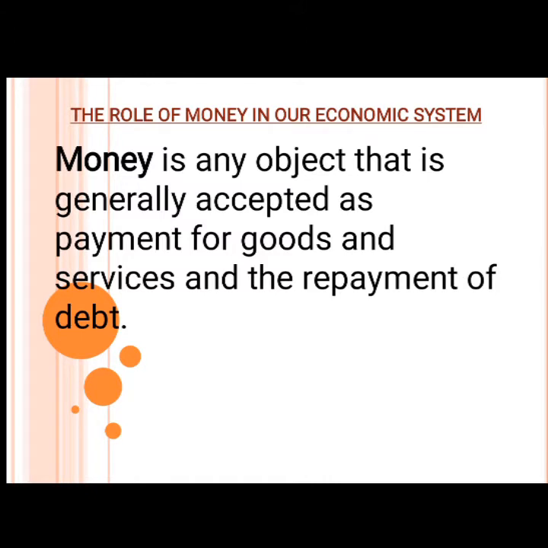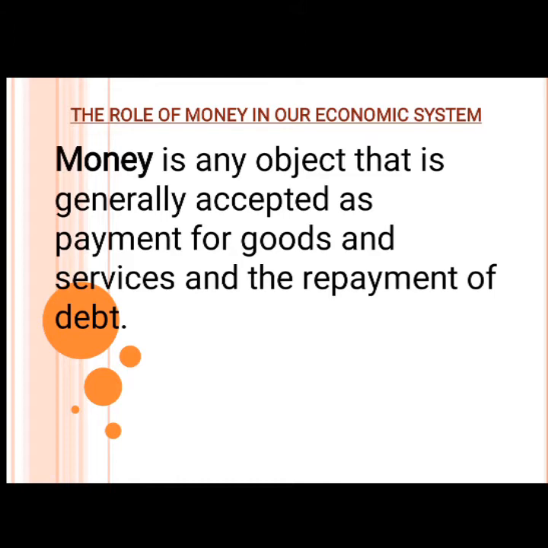Now let's proceed to our lesson, the role of money in our economy. First, I will discuss the definition of money. Money is any object generally accepted as payment for goods and services and the repayment of debt. Money is a medium of exchange. It allows people to obtain what they need to live, like goods and services. So if you want to buy your needs like shelter and food, and you want to buy your wants like gadgets, you need to pay a corresponding amount of money, because money makes the world go around.